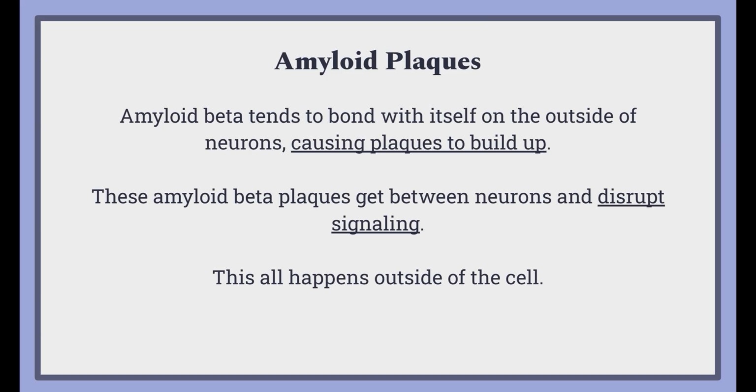Amyloid beta is chemically sticky, meaning it tends to bond with itself on the outside of neurons, and this causes plaques to build up. These amyloid beta plaques get between neurons and disrupt signaling, leaving brain function impaired. They can also cause inflammation, damage to surrounding neurons, and increased risk of hemorrhage or blood loss. This all happens outside of the cell.